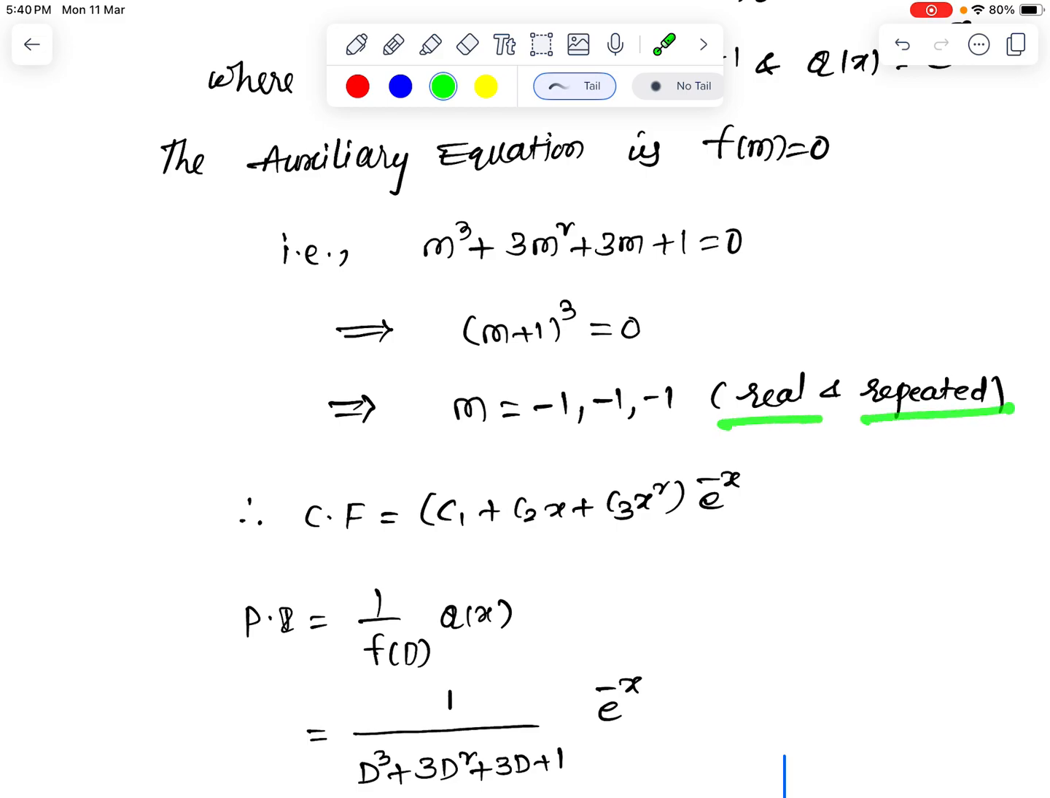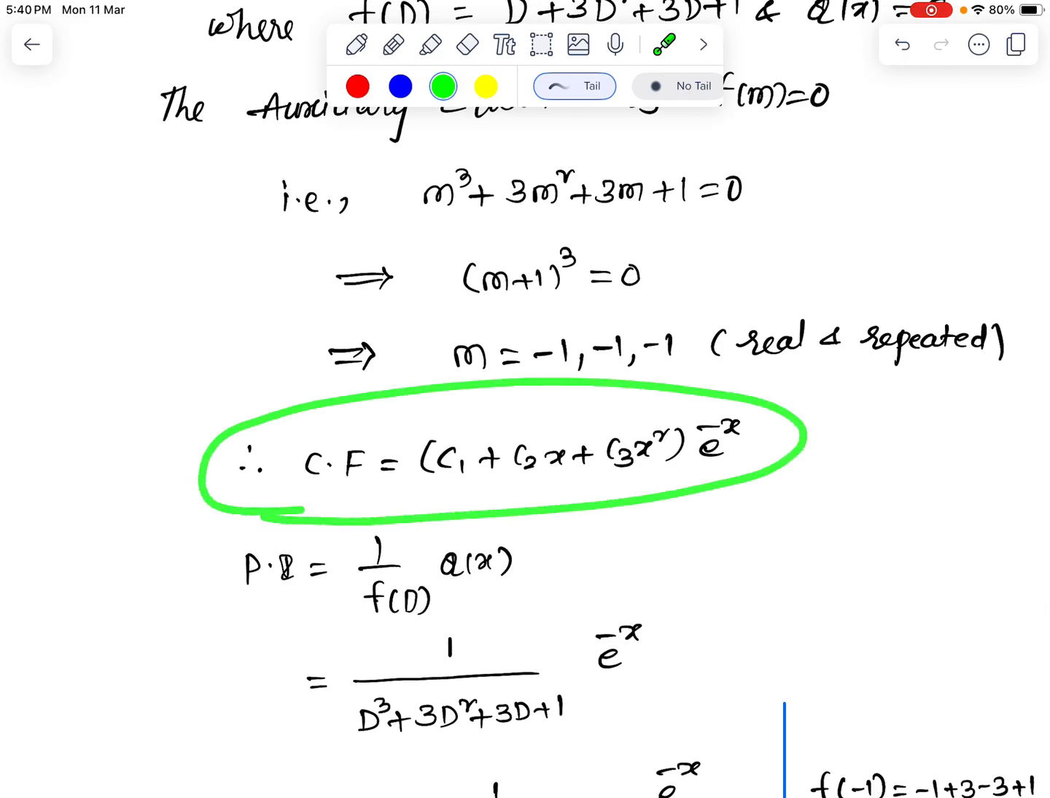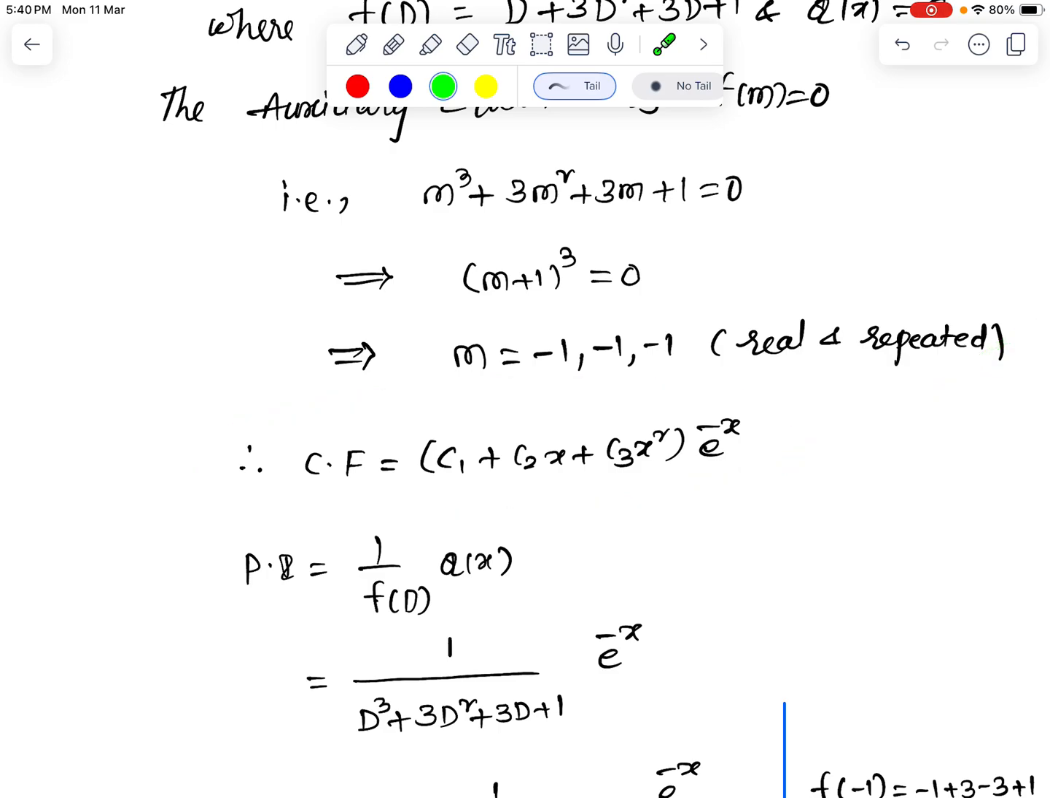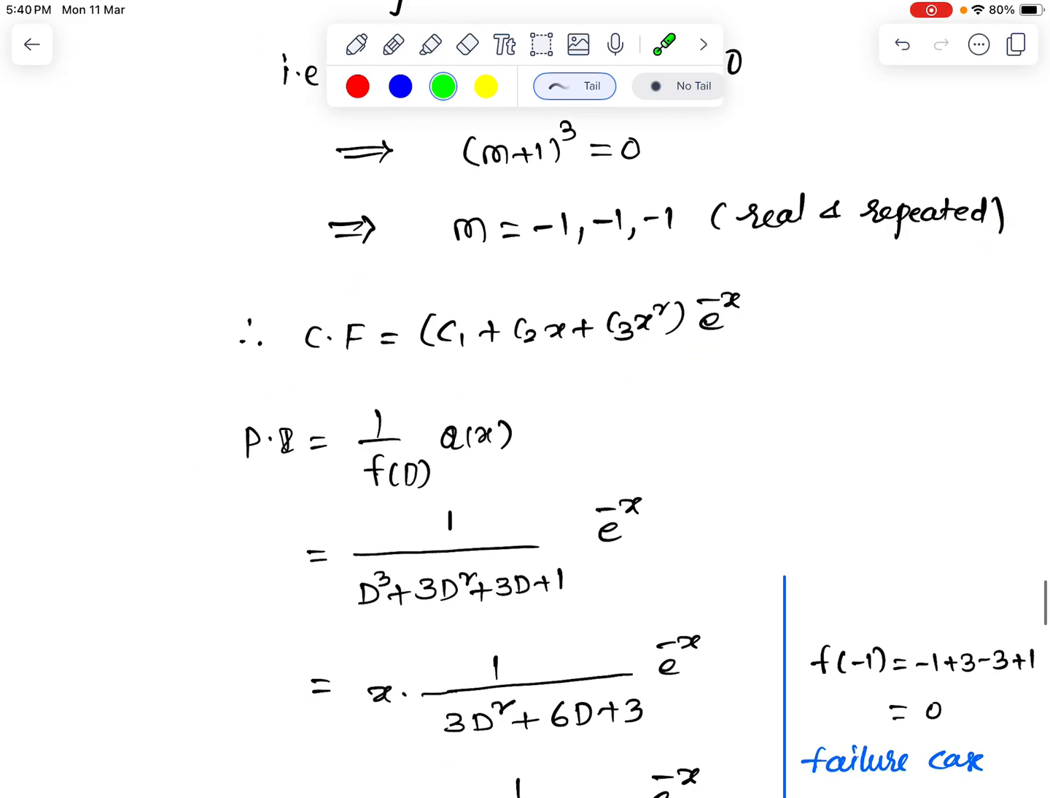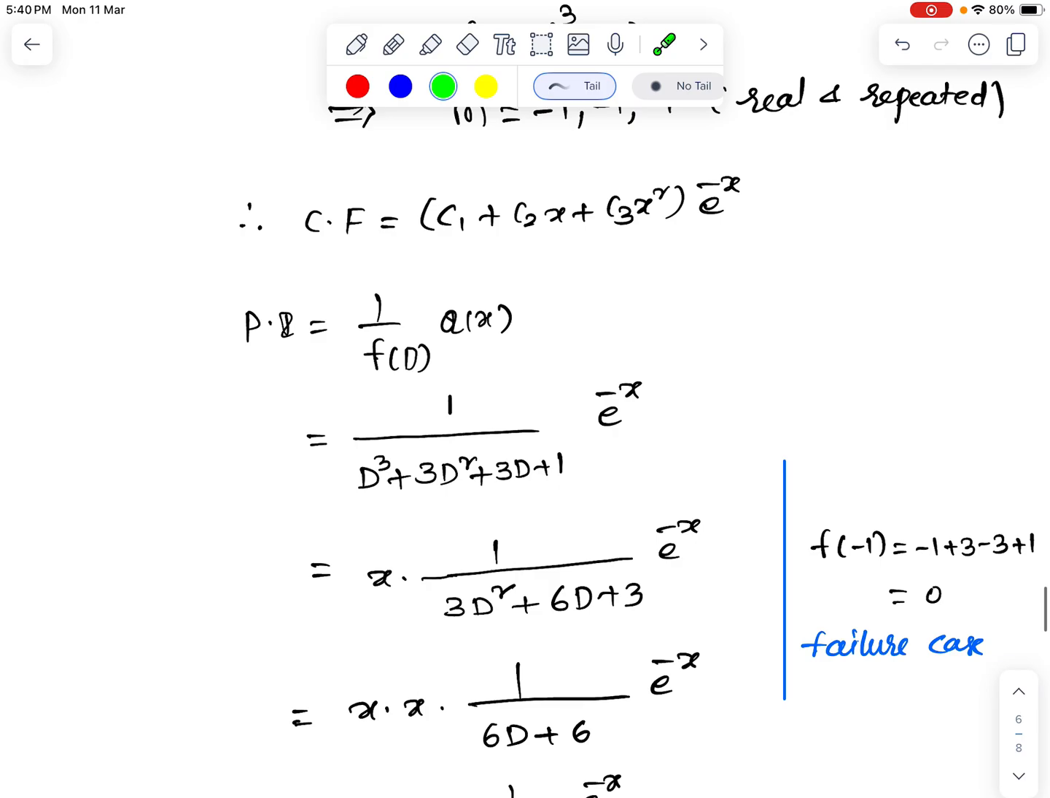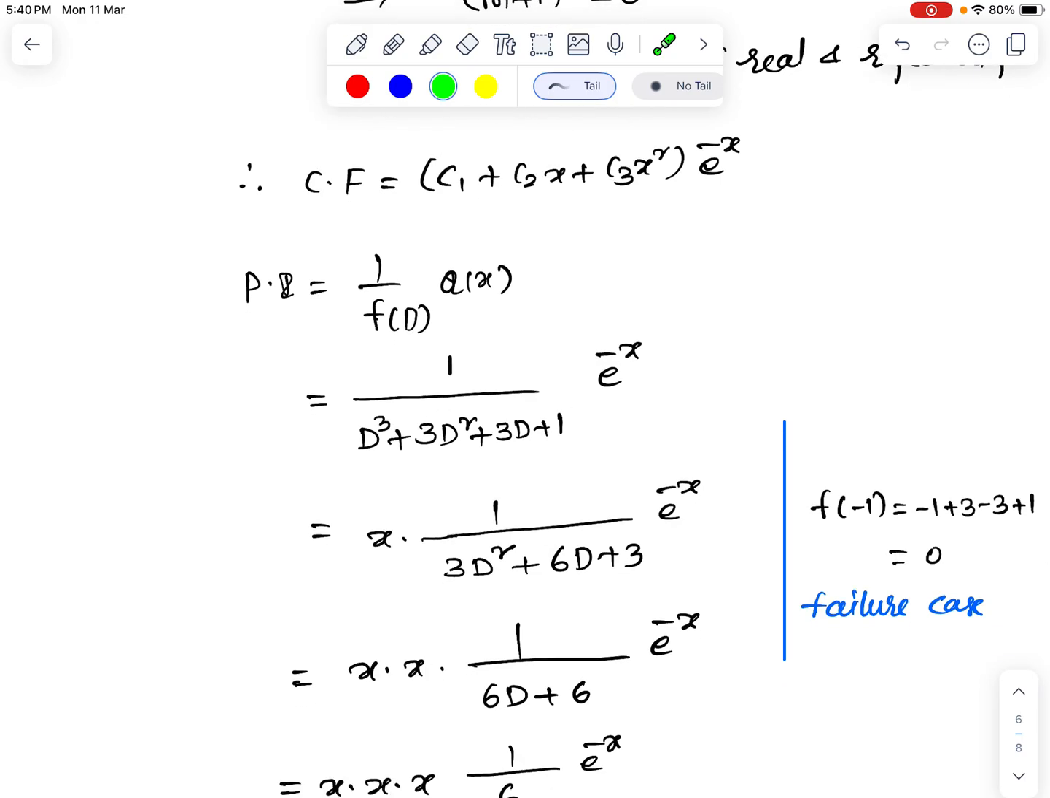These are real and repeated. Real and repeated means c1 plus c2x plus c3 x square into e power minus x. It is the required complementary function. After we get the complementary function, we can go for the particular integral. Particular integral is 1 by f of d into q of x. It is the general form of the particular integral.